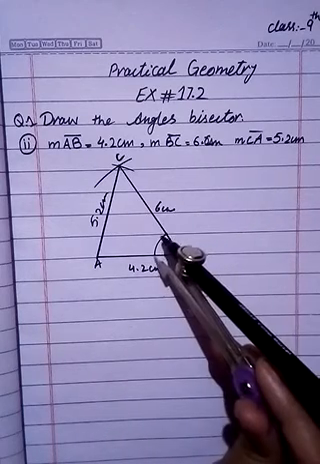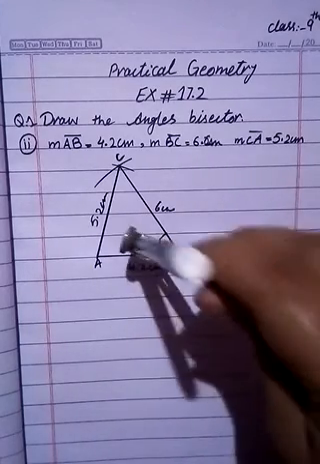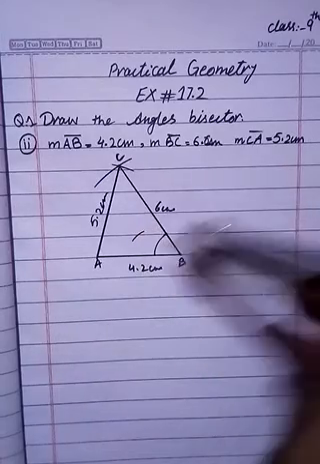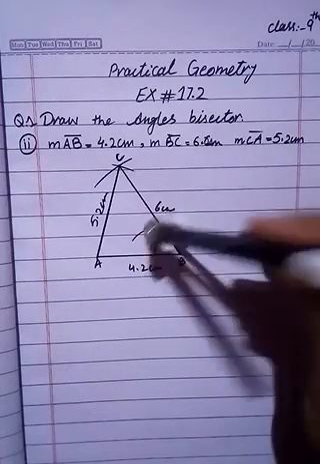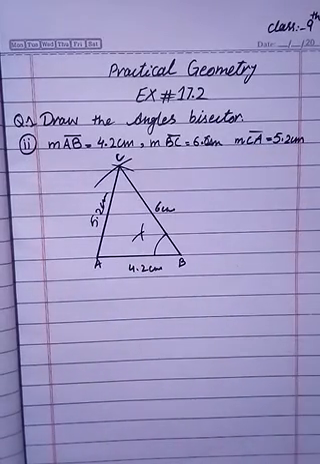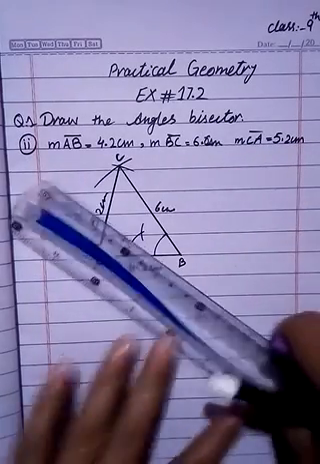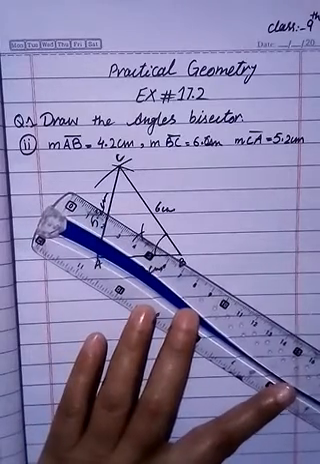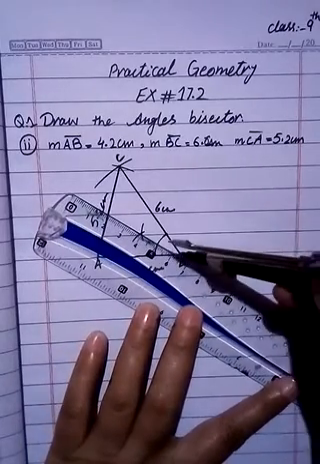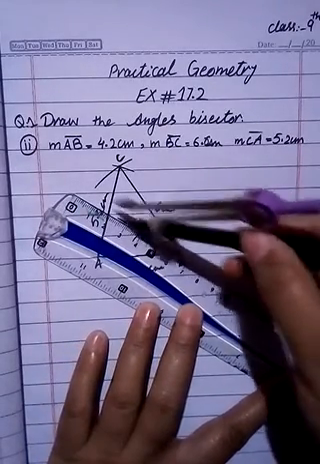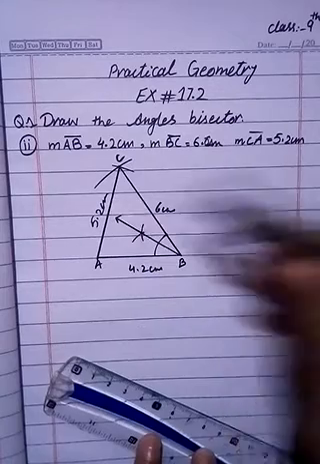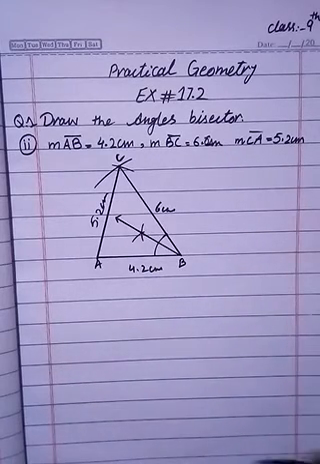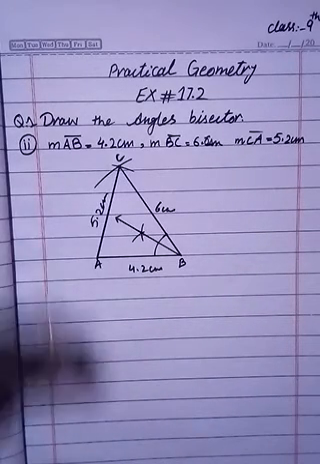This is 0 degree. Now you have to put compass at 0 degree and draw first arc. Now you have to put compass at this point and draw second arc. Now you have to get intersection point. Now you have to join this intersection point with angle B like this. Now next one, same procedure you have to repeat for angle A.